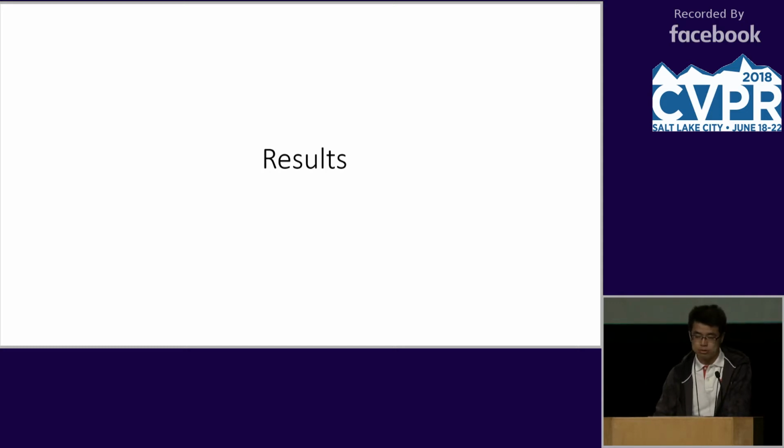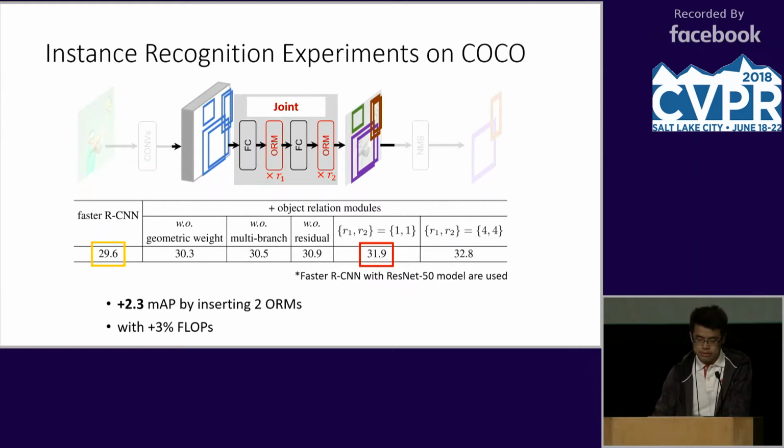Next, I'm going to show our results. We firstly study the application in the instance recognition step of object detection. By using default settings, we achieve 2.3 improvement using two object relation modules with about 3% more computation. By using more modules, for example, 8 ones, another improvement of about 1 point is achieved.